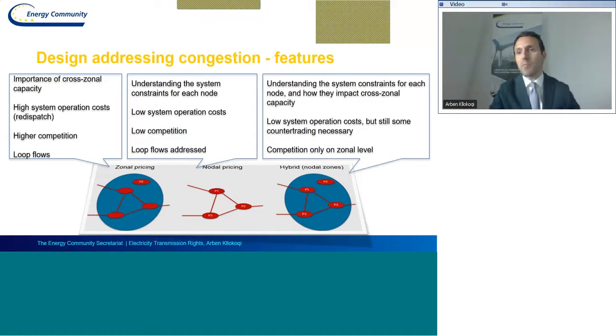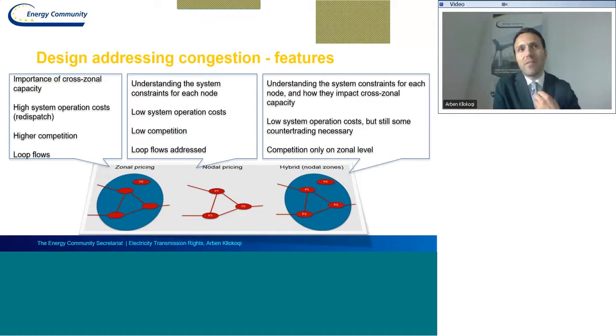In the zonal system, the market participants that trade on the wholesale level do not care about the potential constraints that the TSO faces on the nodes of the system, because everything is traded on the level of the zone. However, in a design where you have nodal pricing, market participants will need to understand very well each node of the system and the constraints between them.